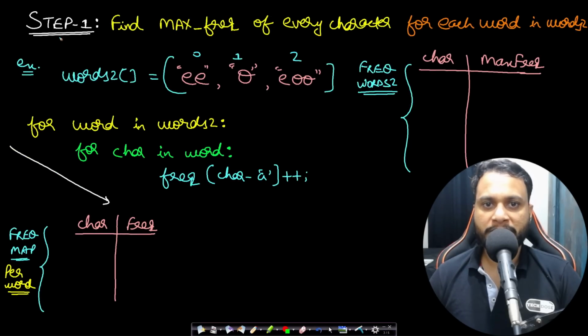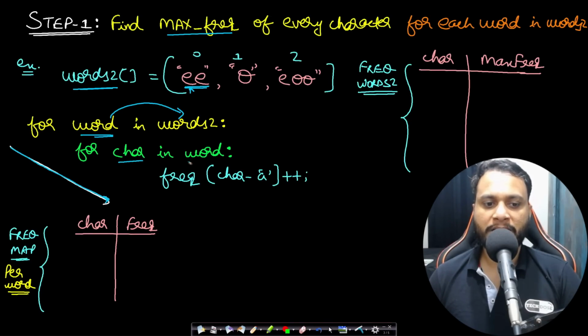Now let's solve this entire problem using a two-step process. In step number 1, we need to find the maximum frequency of every character across the words in words2. What we will do here is take words2 and iterate over each of the words one by one. So I have already mentioned the algorithm here. We will be iterating for every word in words2. We need to find out the frequency of each of the characters in the given word.